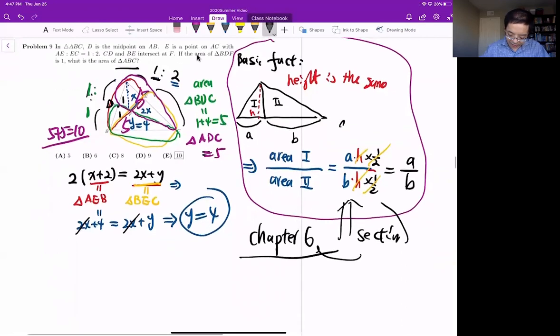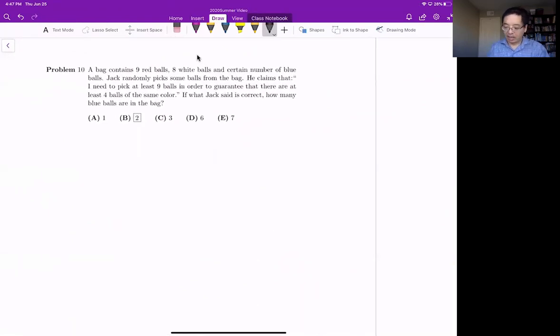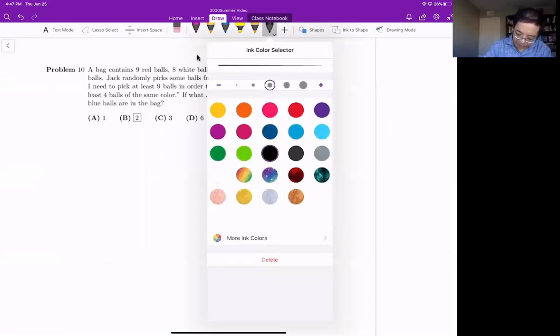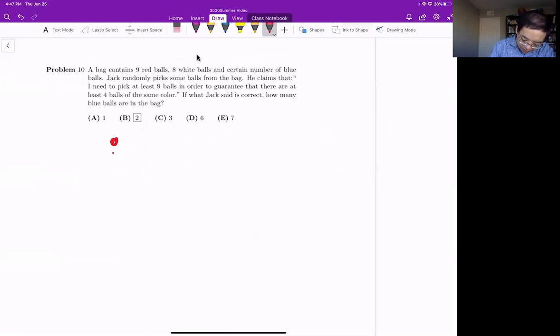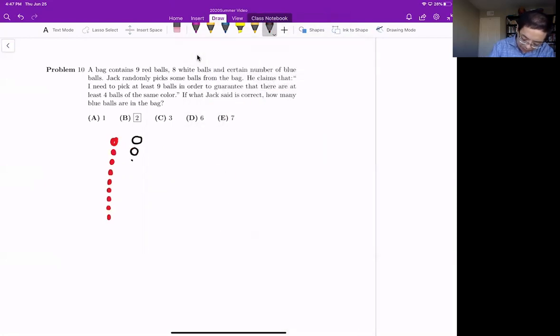Okay, now let's look at problem number 10. Number 10 is about the pigeonhole principle. Here it says we have a bag, right? So the bag has 9 variables, and then 8 variables. And then also certain numbers of rubles, we don't know how many of them. So this is some rubles.